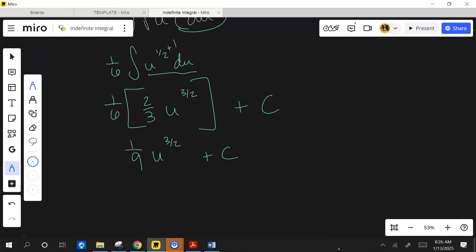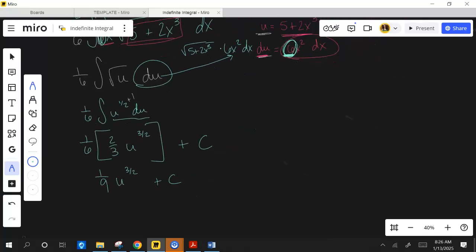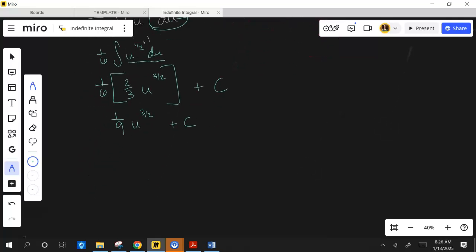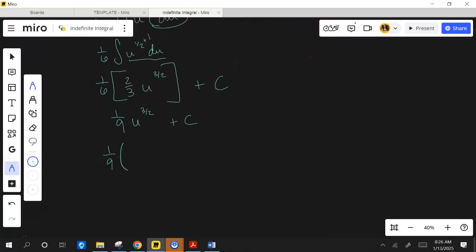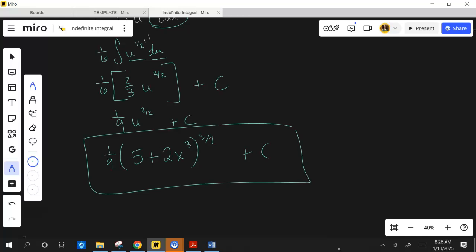What was u? 5 plus 2x squared. Remember, u was 5 plus 2x cubed. So I got 1 over 9 times 5 plus 2x cubed to the 3 over 2 plus C. Now I have found the antiderivative. If you went through and found the derivative this way and chained it, you would come back to what you started with.